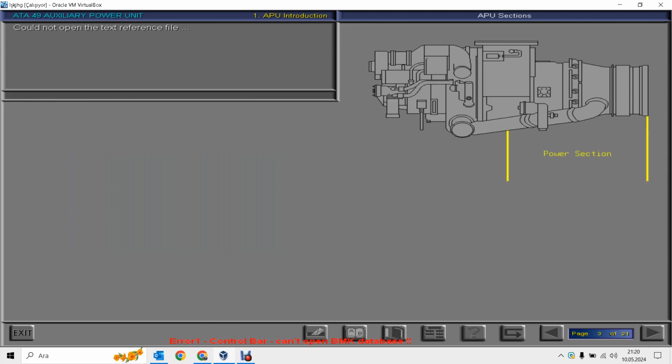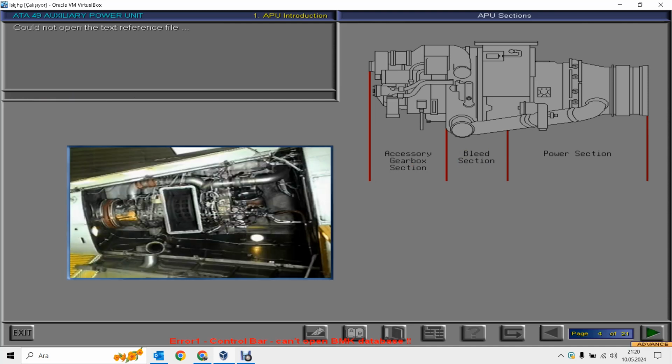We can split the APU into three main sections: the power section, the bleed section, and the accessory gearbox section. The power section of the APU drives the compressor and the gearbox. See if you can find the power section on the video.